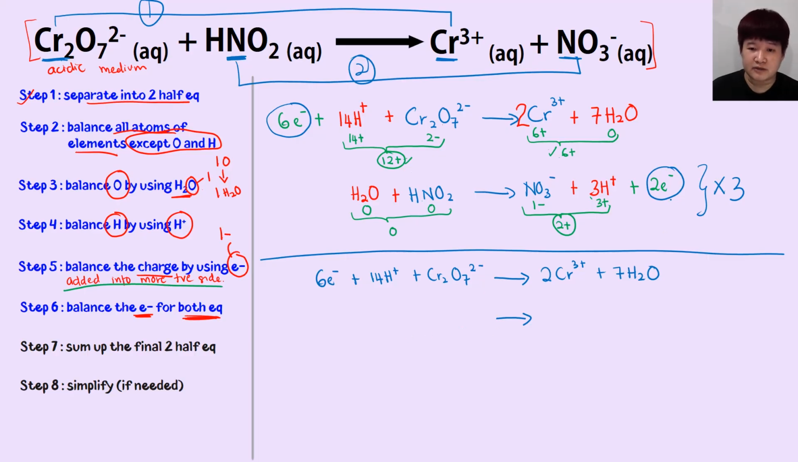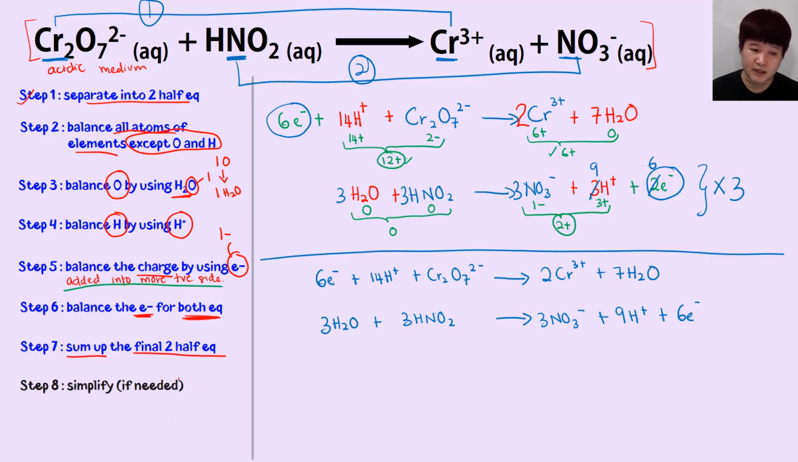For the second equation, since everything is going to be times 3, we will have 3H2O, 3HNO2, 3NO3-, so 9H plus. And last but not least, 6 electrons. So copy everything. I have 3H2O, 3HNO2, 3NO3-, 9H plus, and also 6 electrons. Next, we are going to sum up the final 2 half equations.